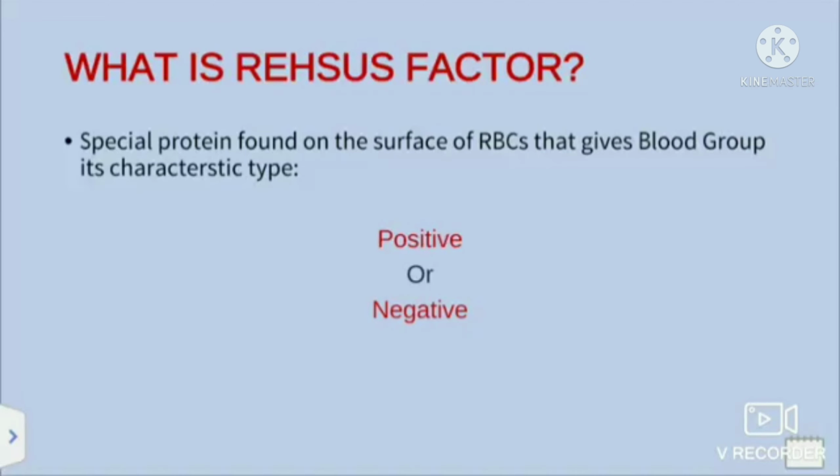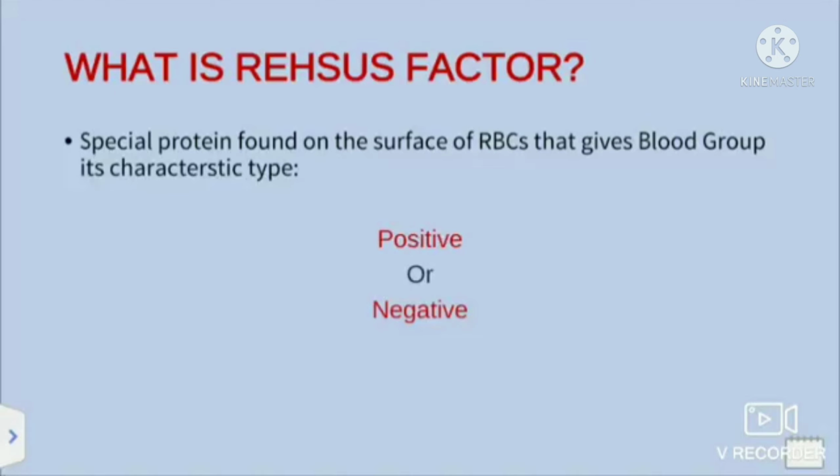Before starting with the topic, it is very important for us to know about rhesus factor. In the previous sessions also we have discussed the ABO blood grouping system and the RH blood grouping system. The RH blood grouping system, or the rhesus factor, is the one that gives the blood group its characteristic type, that is, either the blood group is positive or negative.